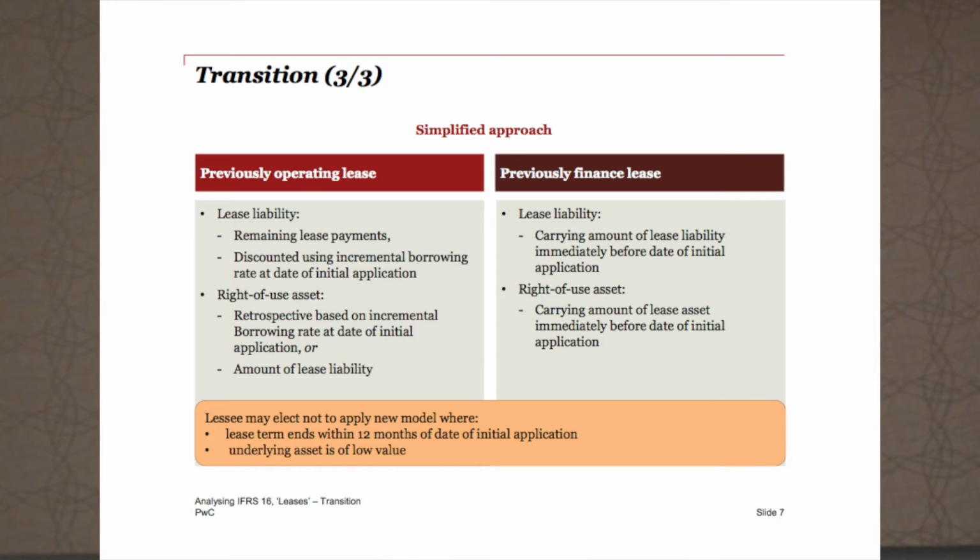In addition, there's simplifications with regards to leases that only have a remaining term of 12 months, or leases for assets where the underlying asset is of low value. For both of those, a lessee is not required to make any transition adjustments and can carry on just treating them as they were under IAS 17.